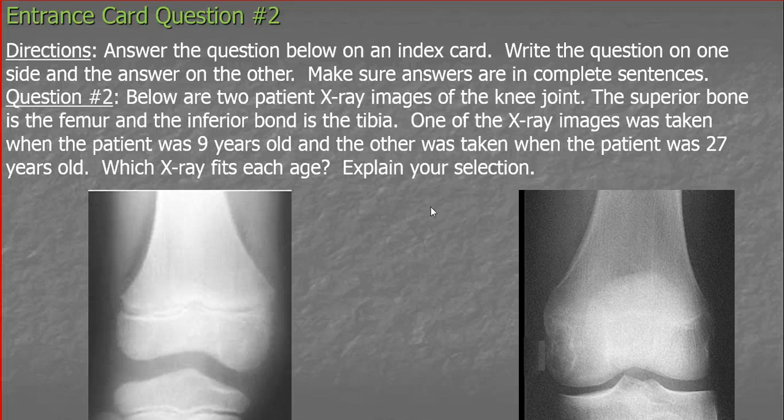And then entrance card question number 2. So below you have 2 x-ray images. This is of the knee joint. So this bone right here would be the femur, and this is also the femur. Down here you would have your tibia, and down here you would have your tibia. One of these x-ray images was taken when the patient was 9 years old, and the other x-ray image was taken when the patient was 27 years old. Which x-ray do you suppose fits at the age of 9? And which x-ray fits at the age of 27? And make sure you explain or point out how you know that answer.